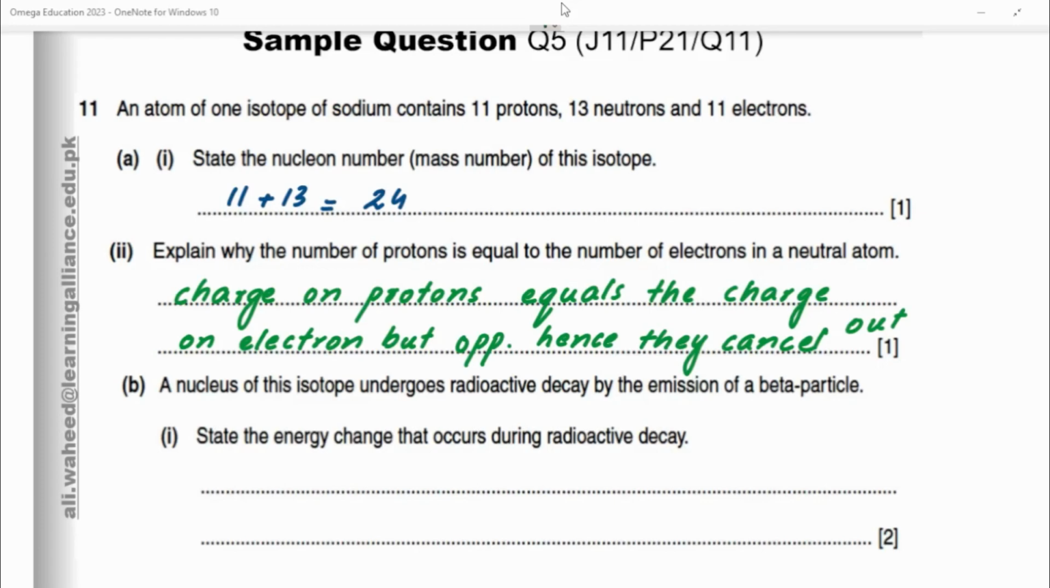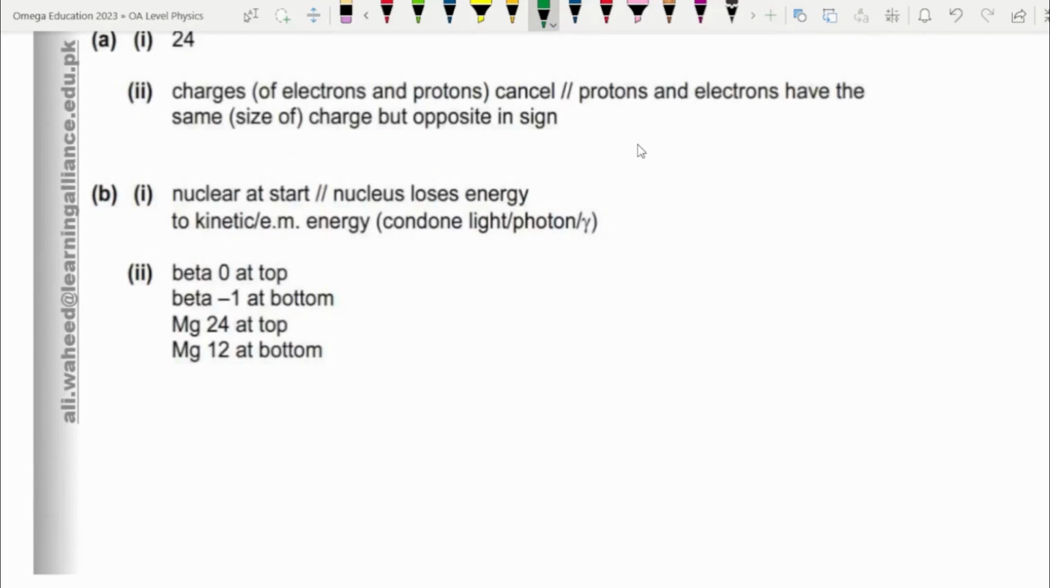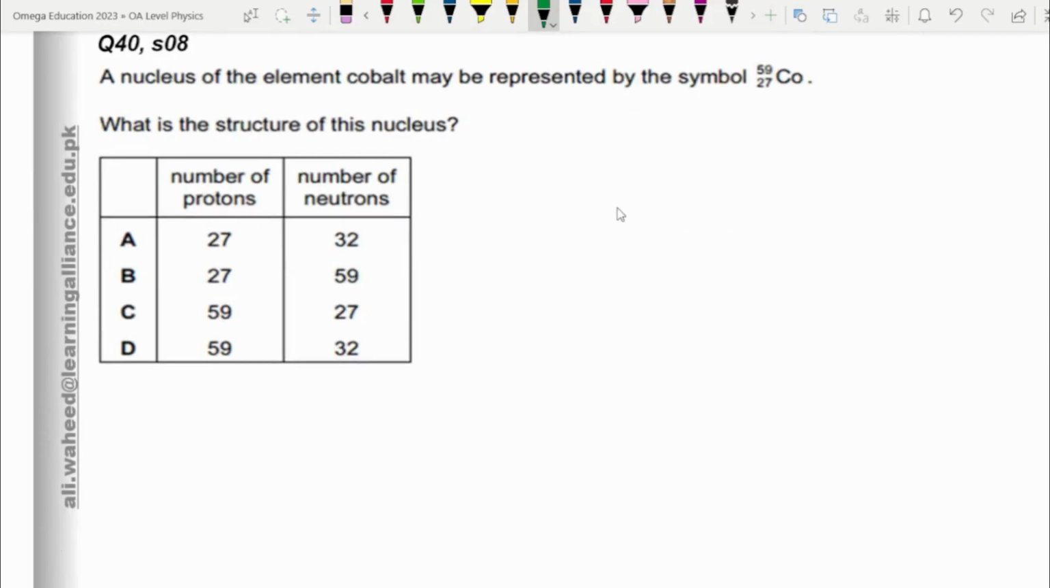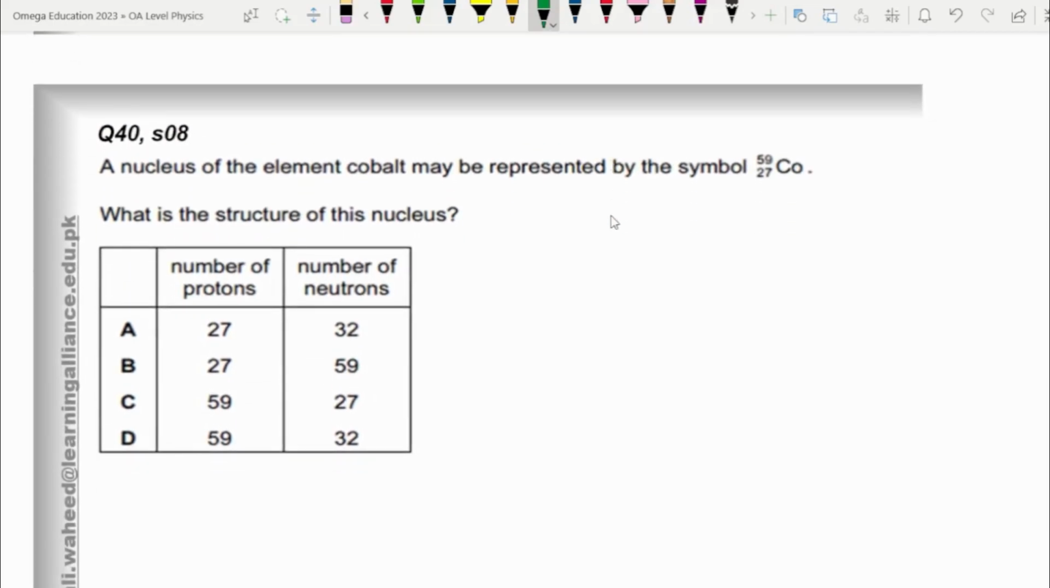A nucleus of this isotope undergoes a radioactive decay, not this one for the time being. Okay, then we have the next one. It is represented by the symbol Co, which is cobalt. So the number of protons is 27, so it can't be the other option, and the number of neutrons would be the difference of these two, 59 and 27. We get 32.